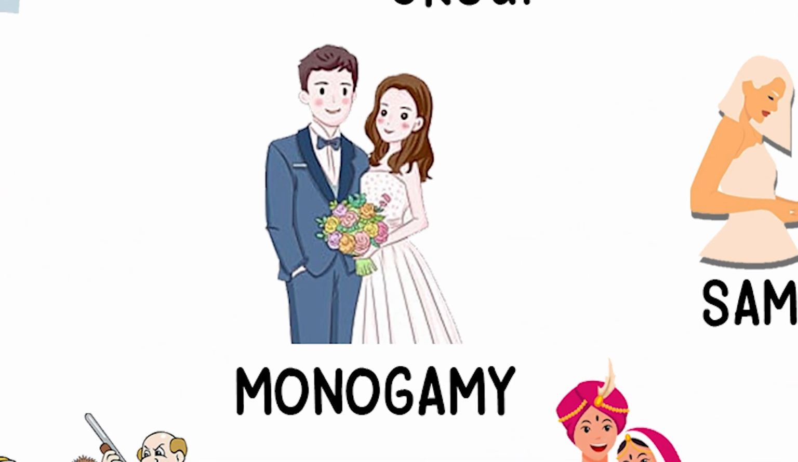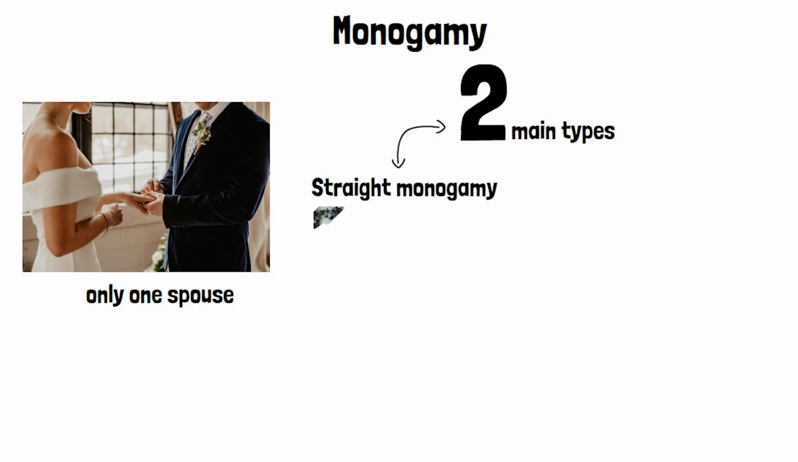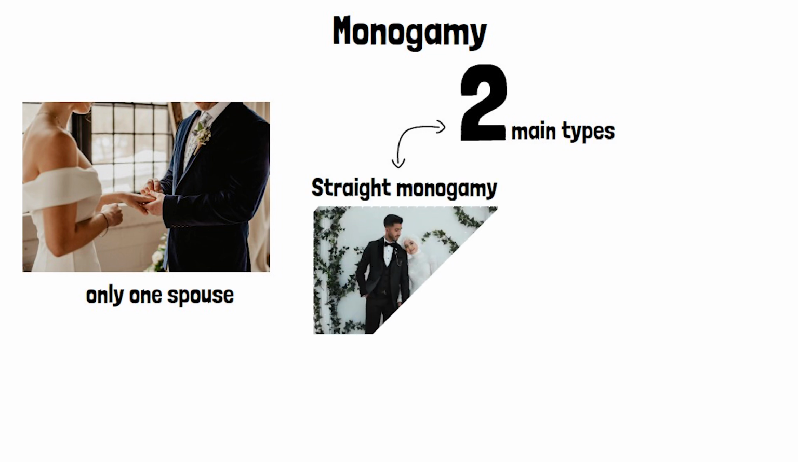Monogamy. Monogamy is a form of marriage where an individual has only one spouse at a time. There are two main types. Straight monogamy involves a lifelong commitment to one spouse with no remarriage after the partner's death or divorce.